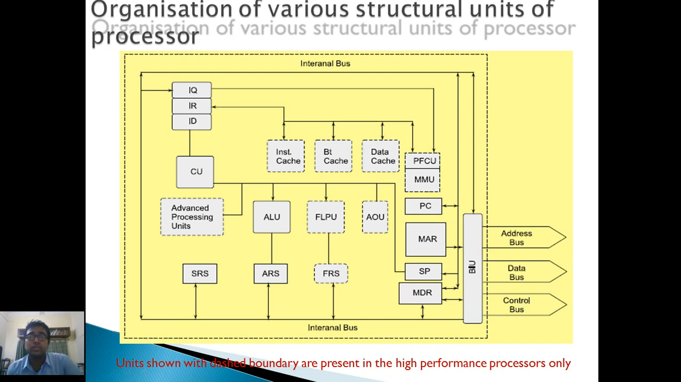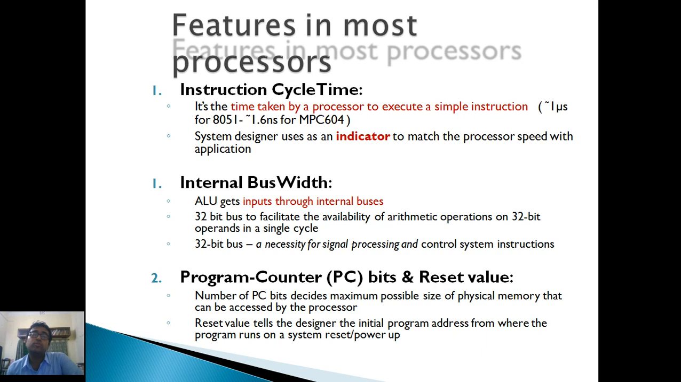So let's go to the next slide. Features in most processors. First, instruction cycle time. Instruction cycle time is the time taken by a processor to execute a simple instruction: 1 microsecond for 8051, 1.6 nanosecond for MPC 604. It means the time taken by a processor to execute a simple instruction. System designers use it as an indicator to match the processor speed with the application.